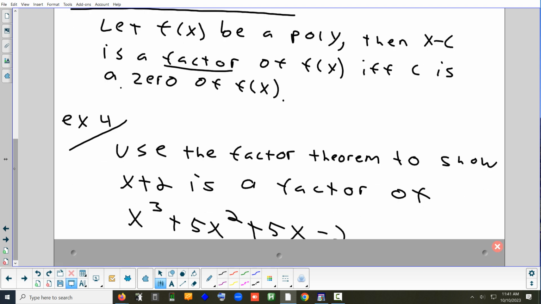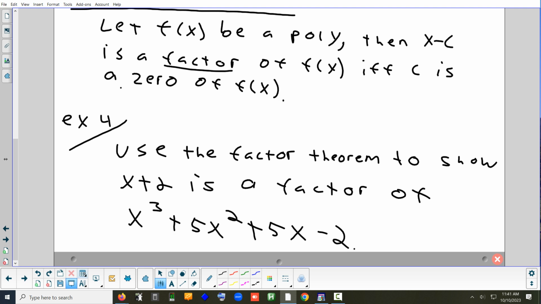So now, let's actually do one that's a little more satisfying. Let's use the factor theorem, which is just the remainder theorem getting 0, to show that x plus 2 is a factor. To show that something is a factor, what you're really going to do is divide and hope that you get a remainder of 0.